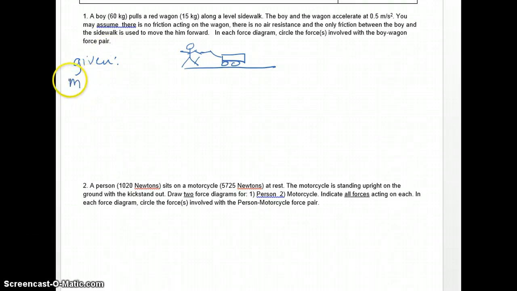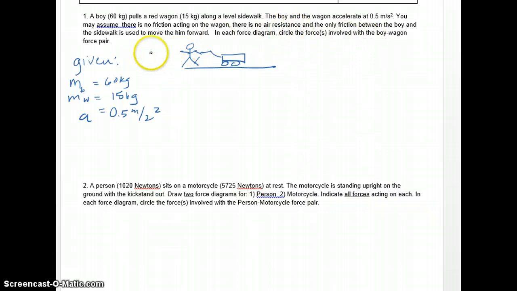I have the mass of the boy is 60 kilograms. The mass of the wagon is 15 kilograms. I also see that I have a value of 0.5 meters per second squared. I know that that's acceleration. And it tells me that the wagon has no friction. There's no air resistance. There's only friction between the boy and the sidewalk.